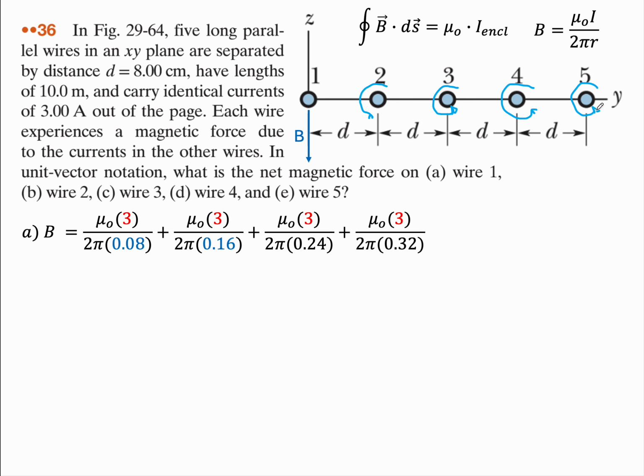Whoa, I did all this work. I forgot to put the arrow on. Quick reminder, with Ampere's law, the magnetic field around a current carrying wire is just given by this expression. So what's the net magnetic field due to these other wires?